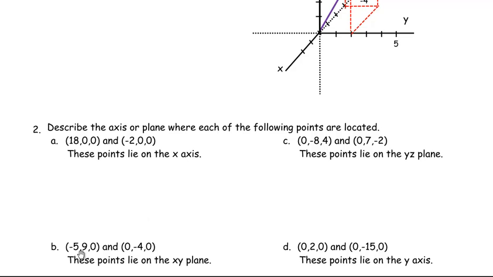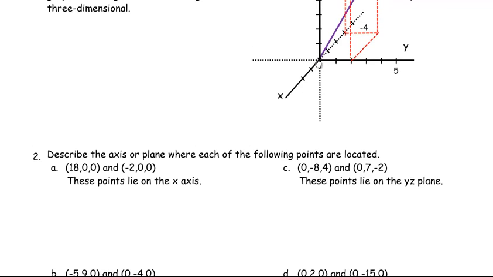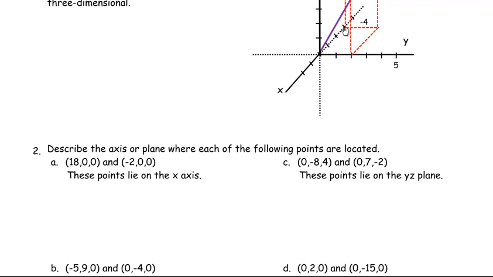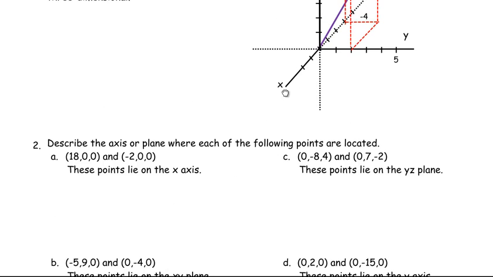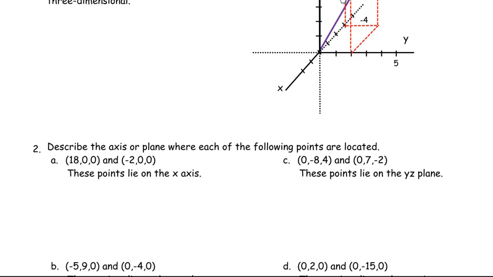Negative 5, 9, 0. So we would go negative 5 and then up 9, but not off in the y direction at all. So that's still on the... because you see it's z that's 0 here. That would still be on the xy plane because we went 5 that way and then... Sorry, I think I did that wrong first. We would go 5 this way and then 9. We don't go up or down. The z component is 0. So, and similar with this one.